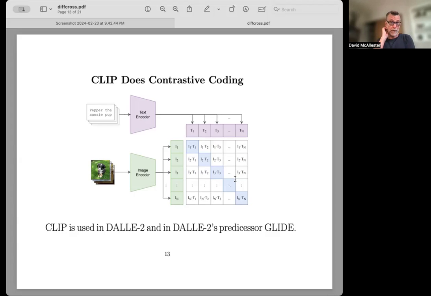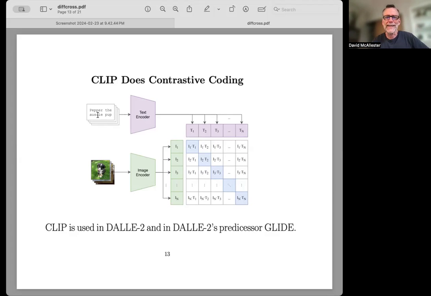So what is contrastive coding? So you assume you've got two things. So you've got, say, text, "Pepper, the Aussie pup." So that's a description of this image. So you've got text paired with images. And I love abstraction. At an abstract level, you've just got two things paired together, text and image. It might be sound and text. But you've got these two things, text and image.